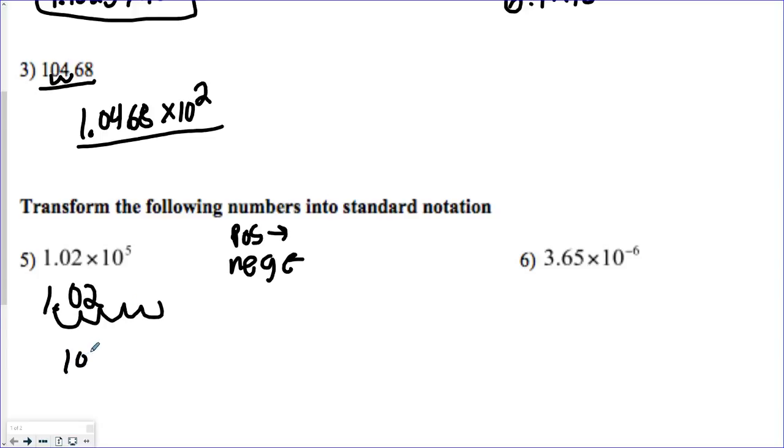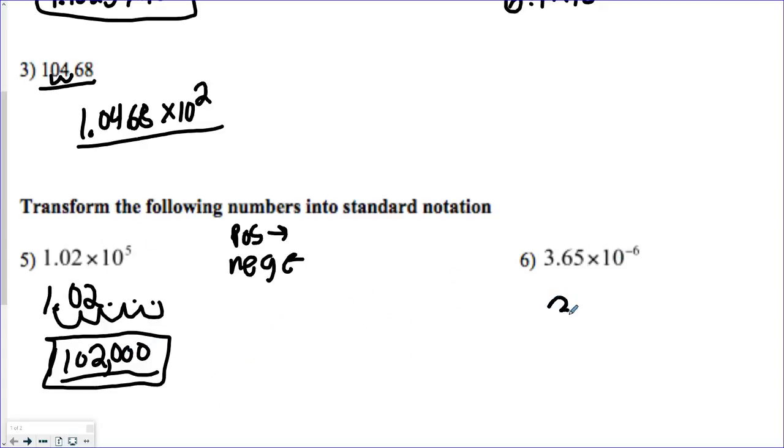And I get 1, 0, 2, 0, 0, 0. Remember, all these empty spots here get filled in with the 0, and that would be the original number. And again, it makes sense because this is a big number, so my exponent's positive, which is good. If this was a small number, then that wouldn't match up with the exponent.